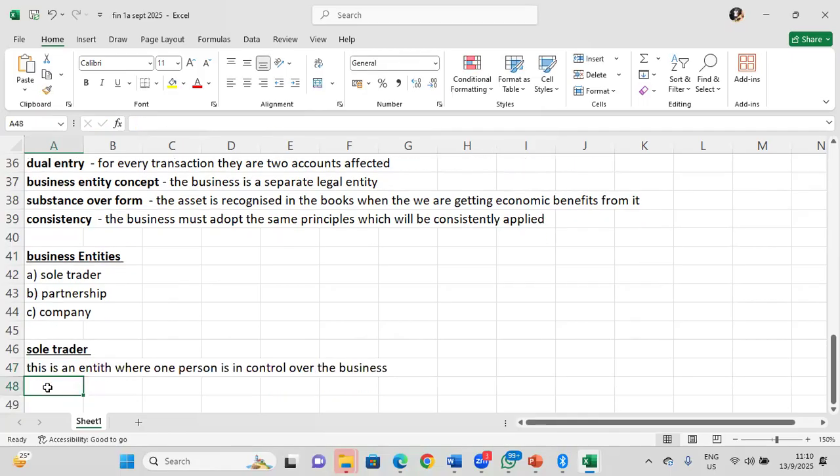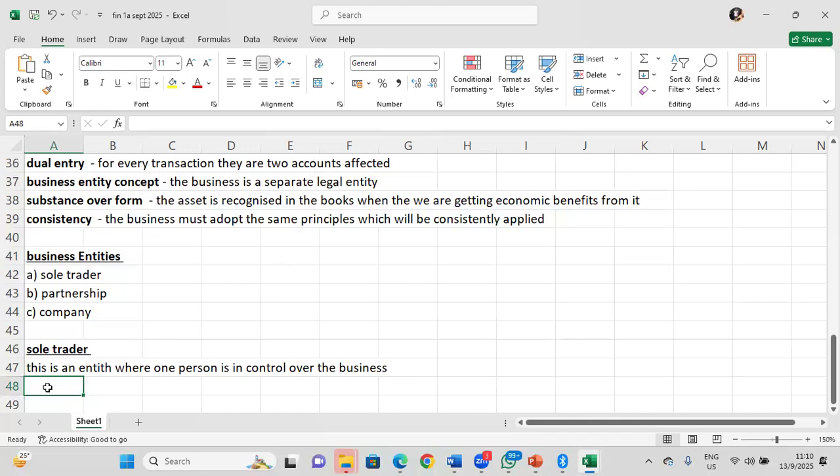A sole trader business doesn't necessarily mean there is only one person running the business. One person is the one in control. So you can have five tuck shops, but in each tuck shop you have one employee that you're controlling. As long as they can't make decisions without consulting you, then it's a sole trader, because one person controls the entity.